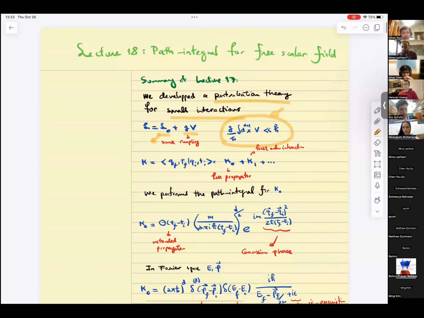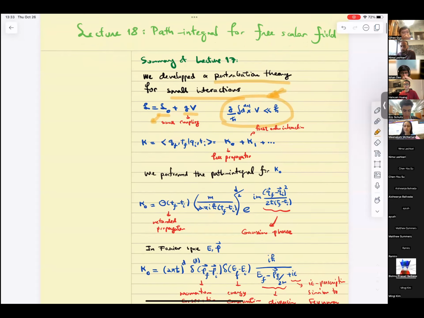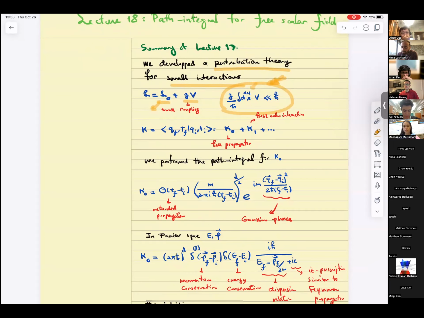Every time you're talking about perturbation theory, you have to make sure you have a small dimensionless parameter, and you have to keep track of it. This is the small dimensionless parameter. Now, this condition is a little bit too strong. I invite you to think about when this is a good approximation or not. But this is literally the approximation we're working with.